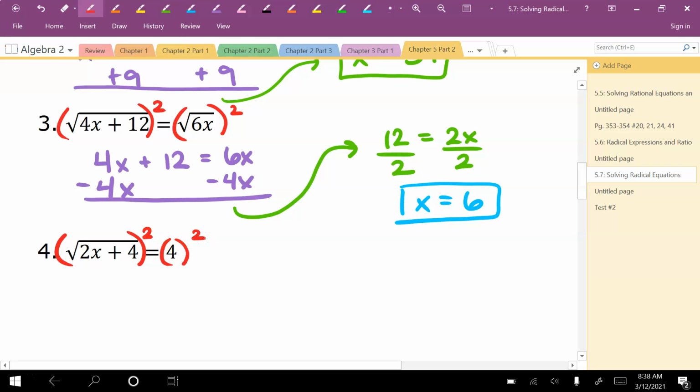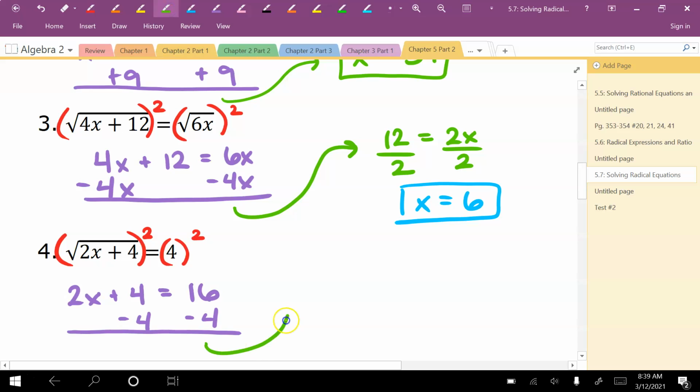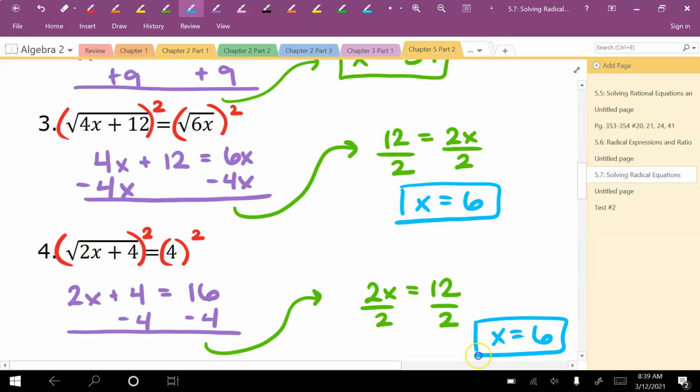So you should have started by squaring both sides. So on the left side, 2x plus 4 comes down. What's 4 squared? 16. Okay, then we subtract 4. So it's going to say 2x equals 12. Divide by 2. We get x equals 6 for this one, just like number 3.